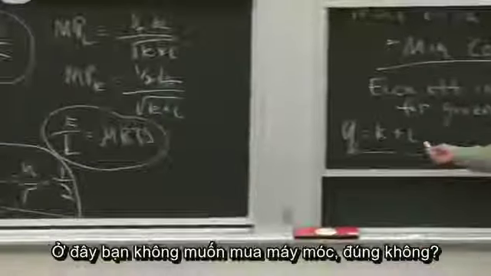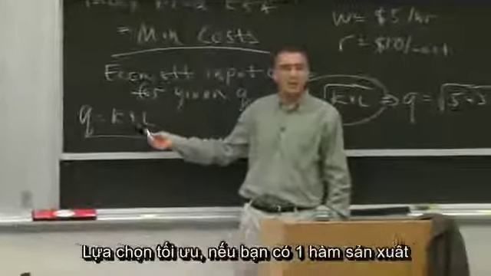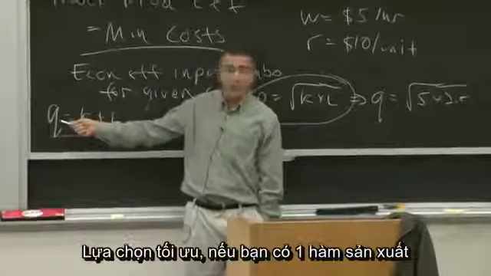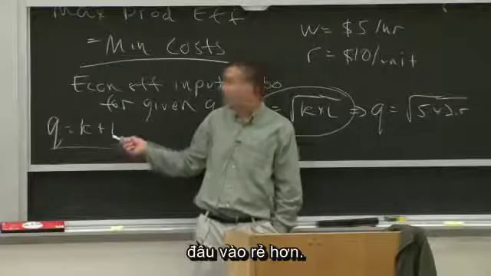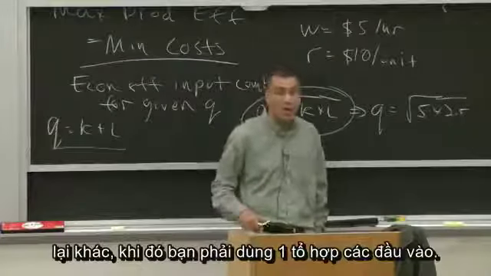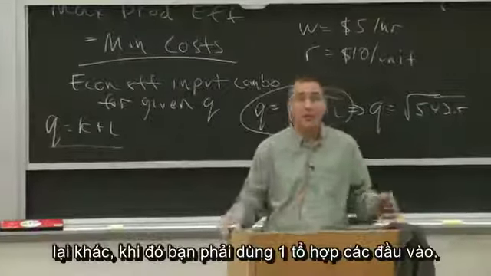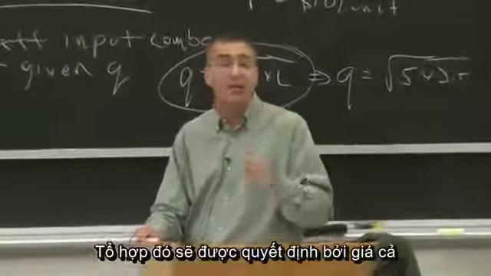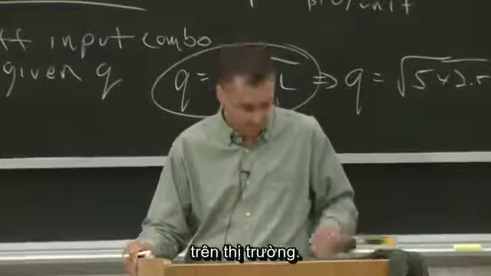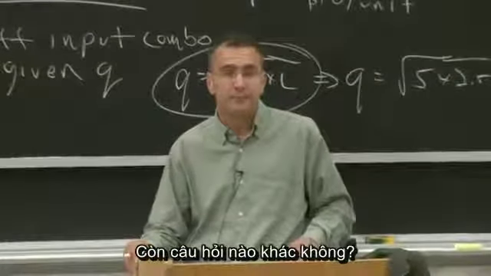Here you'd want no machines per worker, right? The optimal thing to do, if you have a perfectly substitutable production function, is to just buy the cheaper input. But that's not the case if you have diminishing marginal products. Then you're going to use a combination of inputs, but the combination you use will be determined by the prices in the market. Other questions about that?